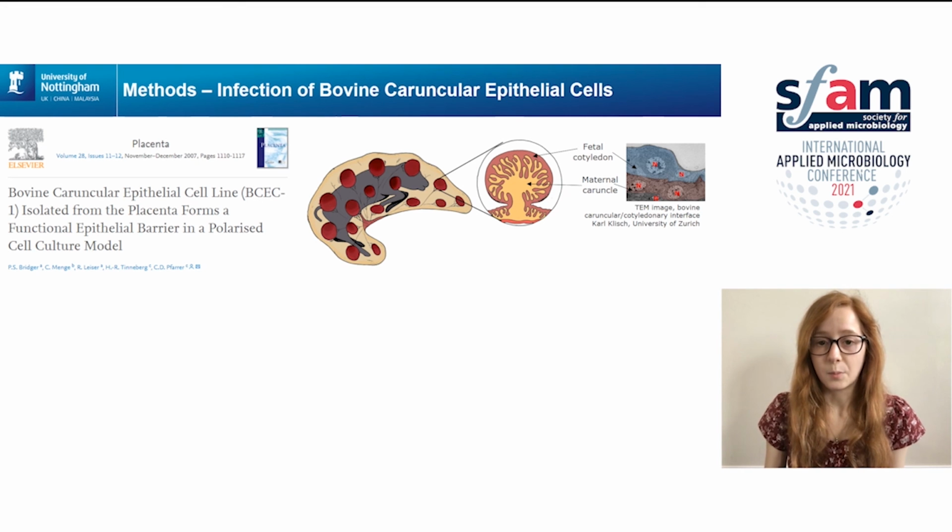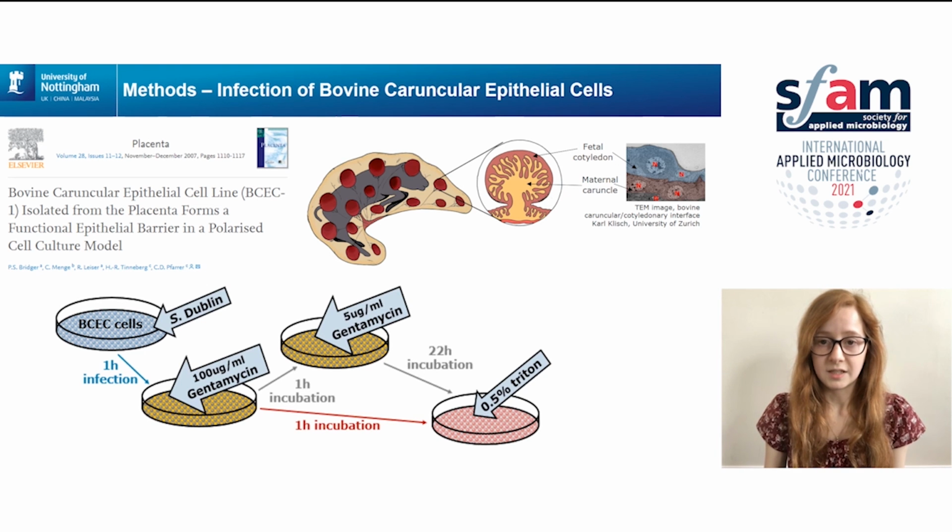And the placentome is a button-like placental structure formed of interdigitating maternal caruncular and fetal cotyledonary cells, which facilitate nutrient, gas and waste exchange during pregnancy. I wanted to know if there were any differences in bacterial invasion and survival in this host and tissue-specific cell line. So I cultured BCECs and infected them with multiplicities of infection of 1 and 10.